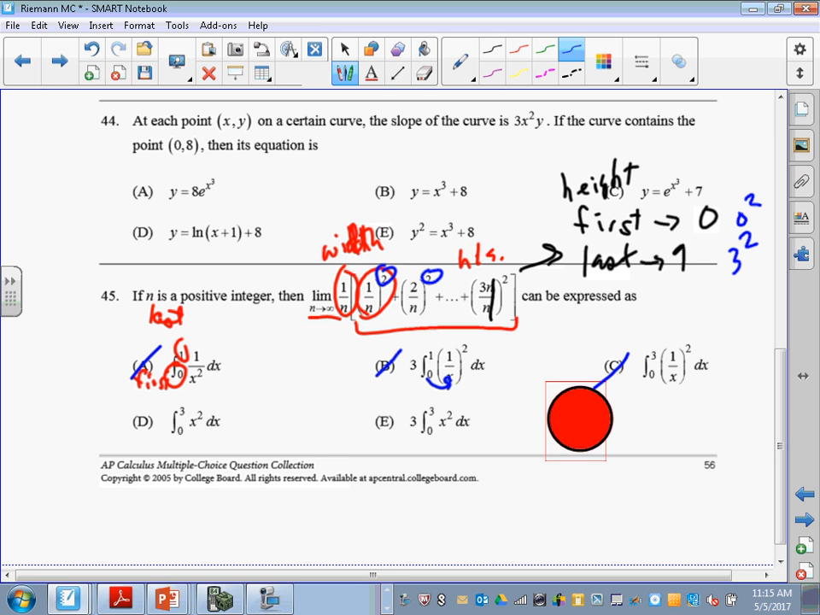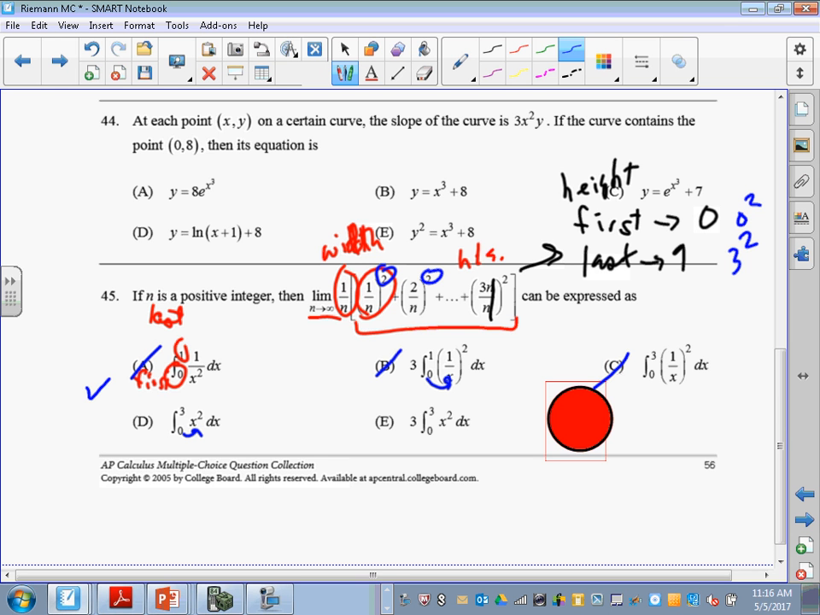Okay? What about D? Does that look good? Is our first height 0? If I throw in 0, is our first height 0? Yes. Is our last height 9? Yes, it is. So D looks good, but this is the first time we've seen it, so we may not be 100% confident in that. So what about this one right here? What about E?